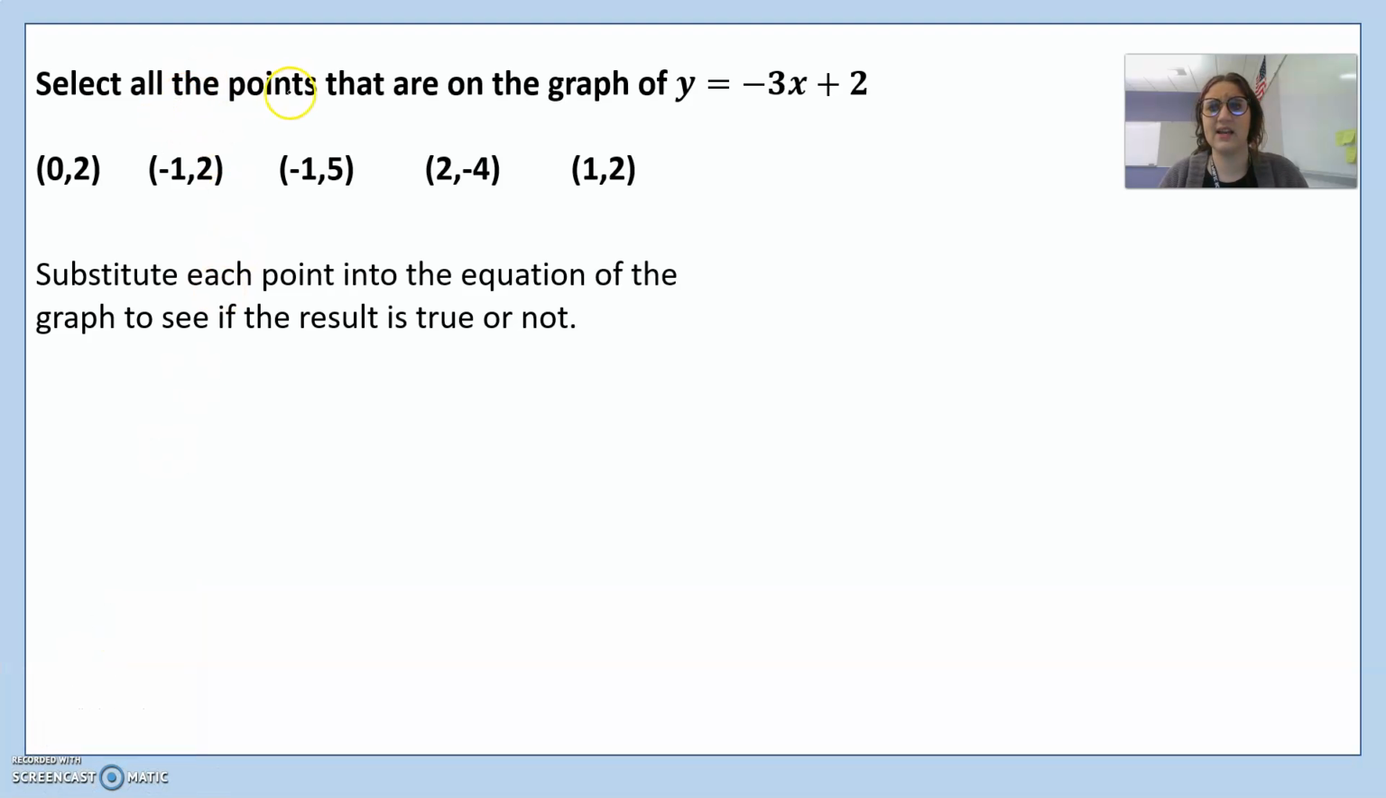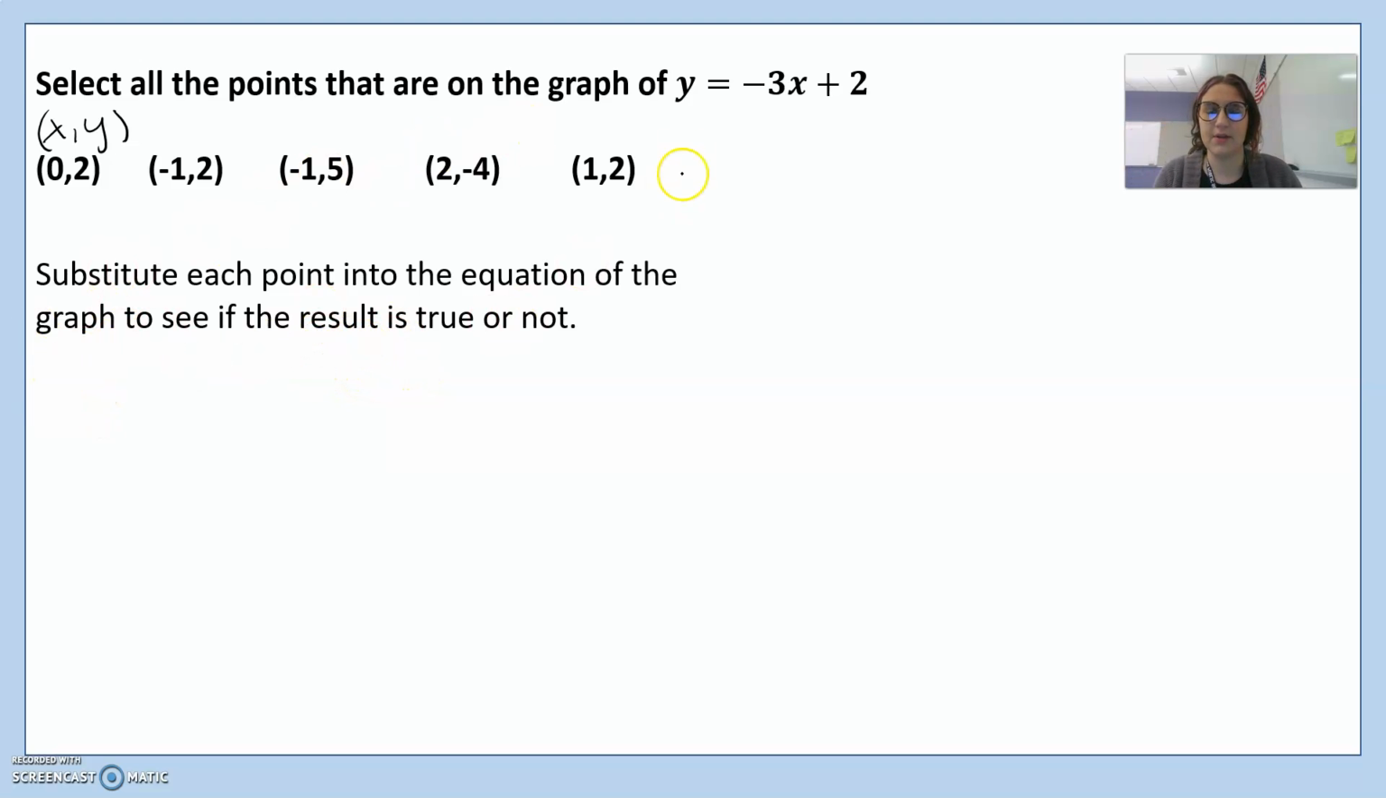So this says to select all the points that are on the graph of y equals negative 3x plus 2. So what I have to do is check all of these points. All of these ordered pairs, I need to substitute into this equation, where the first one is x and the second one is y. So I'm going to have to do 5 little substitutions.